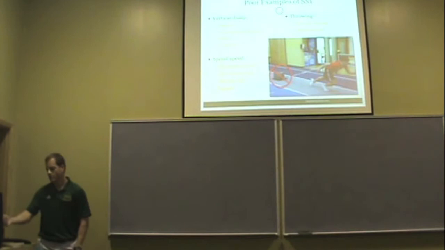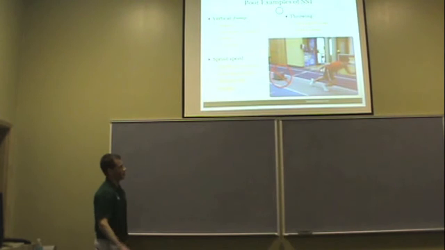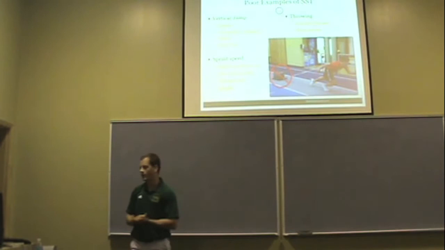Sprint speed, that hip flexor machine that I showed you at the beginning, using very heavy sleds like the picture here. If you notice, he's already not running. Both his feet are on the ground. He's in a pretty low posture.